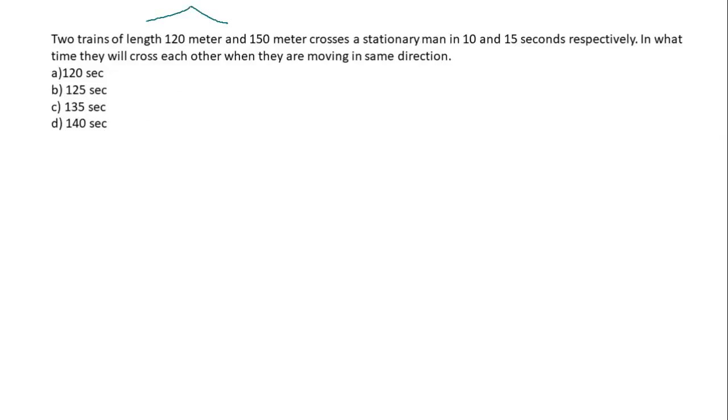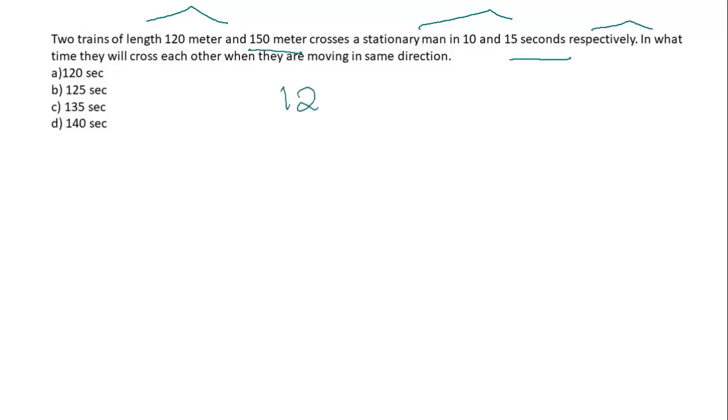Two trains of length 120 meters and 150 meters cross a stationary man in 10 seconds and 15 seconds respectively. In what time will they cross each other if they're moving in the same direction? That is the question. So the 120 meter train crosses a stationary man in 10 seconds.